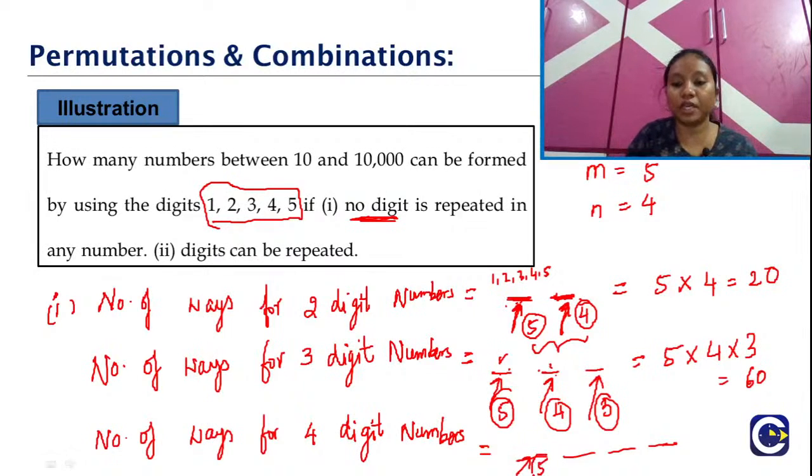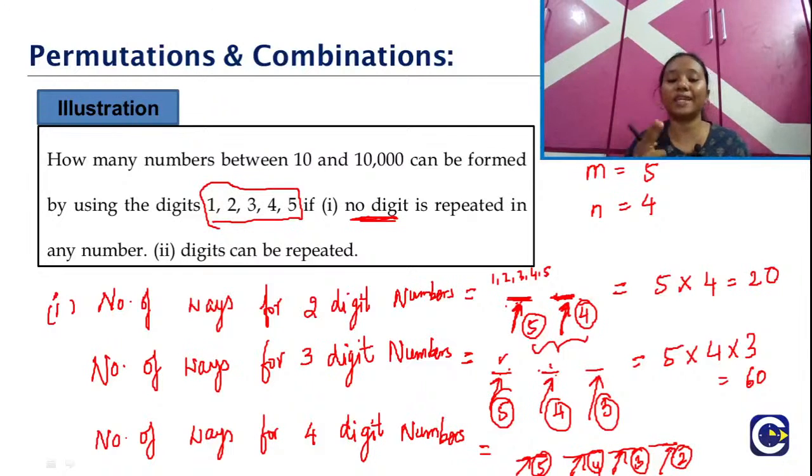So here it will be 5 digits. Amongst 5, 1 will be fixed in the thousands place. So remaining 4 will be here. And amongst 4, 1 will be fixed in the hundreds place. And then 3 chances for the tens place. And amongst 3, 1 will be fixed in the tens place. And the ones digit will be having only 2 chances.